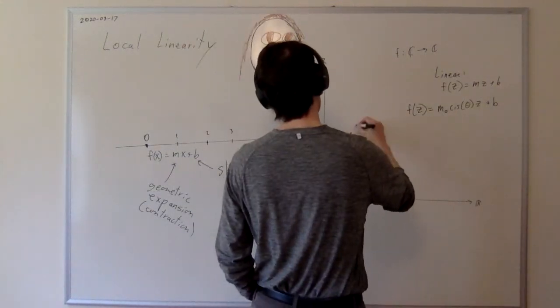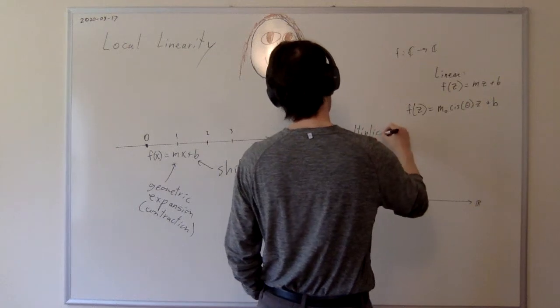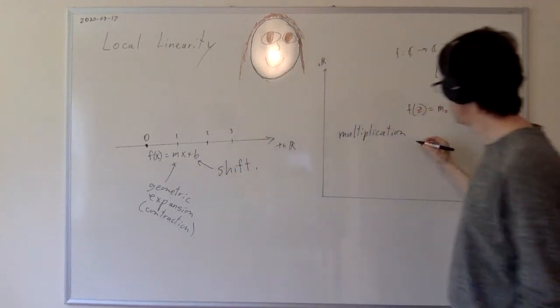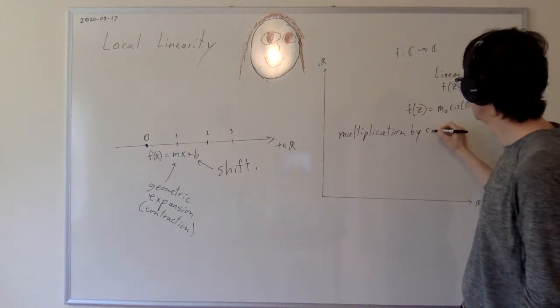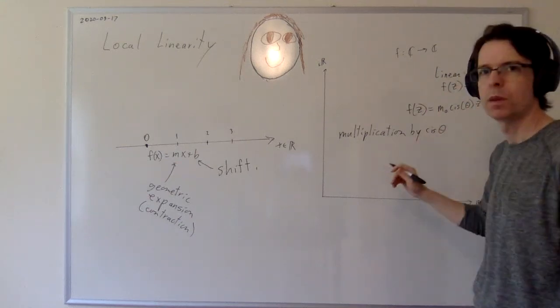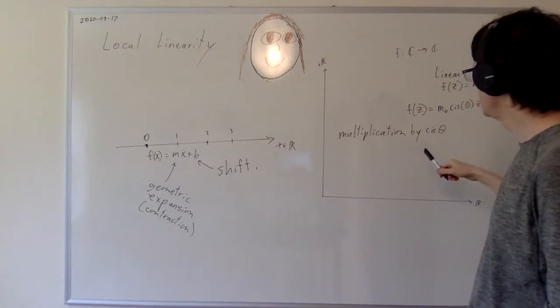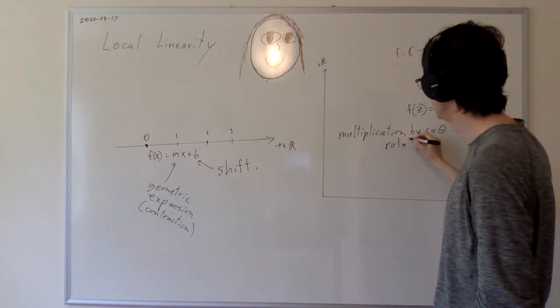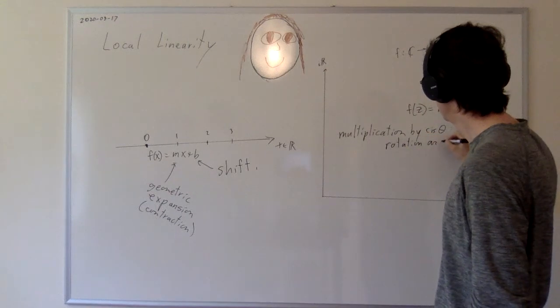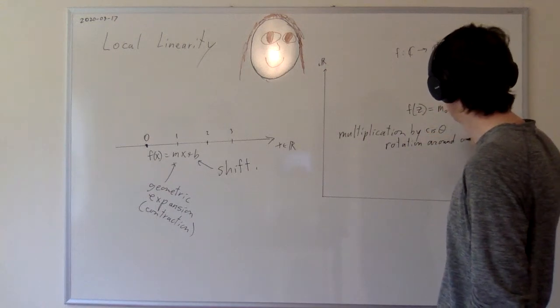So let's identify the geometry of each part. So multiplication by cis theta is simply going to change the argument of the complex number, and this is going to be a rotation around the origin.